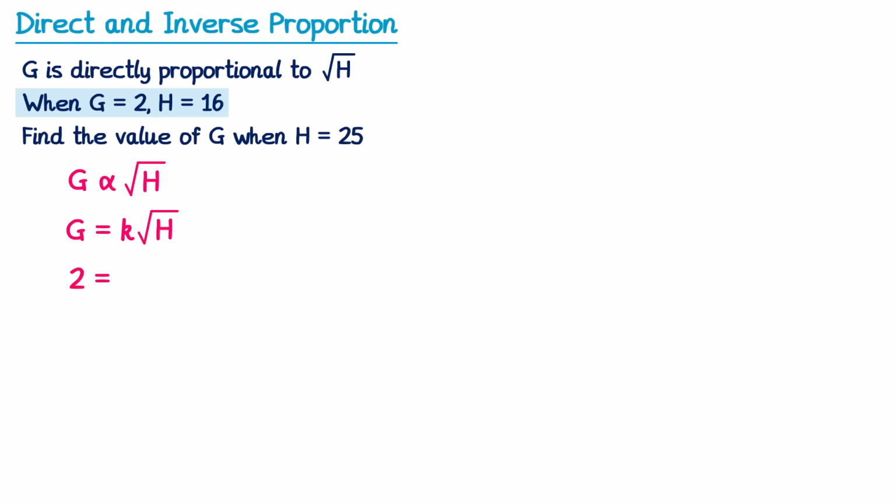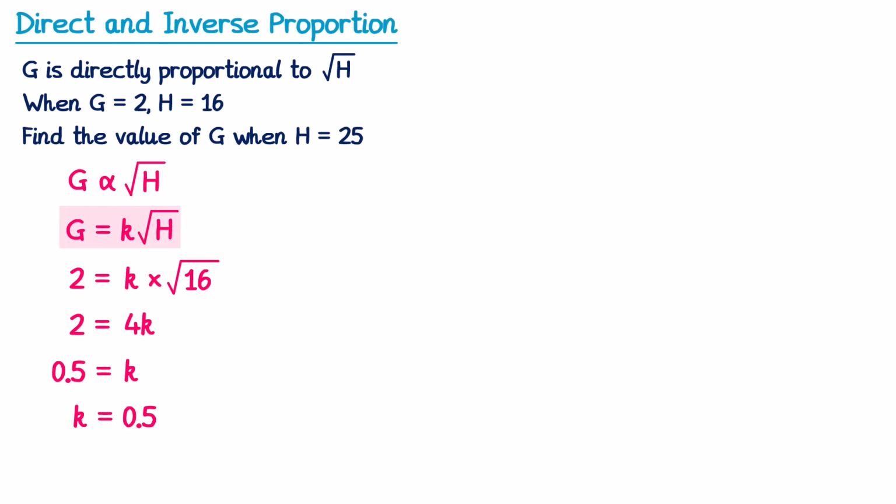So G is 2, so 2 equals, and then it's K times the square root of H, which is the square root of 16. Now you should know the square root of 16 is 4, so we have 2 equals K times 4, which is 4K. Now we can find the value of K by dividing both sides by 4. If you do 2 divided by 4, it's 0.5. If you divide 4K by 4, you get 1K. So the value of K is 0.5.